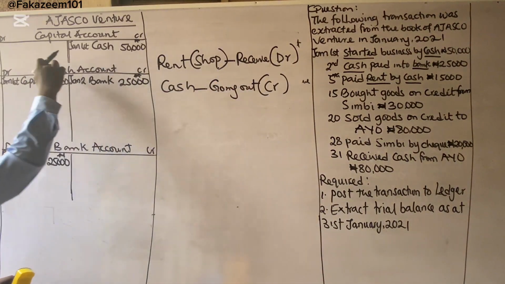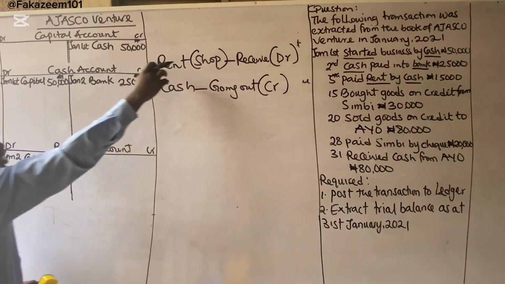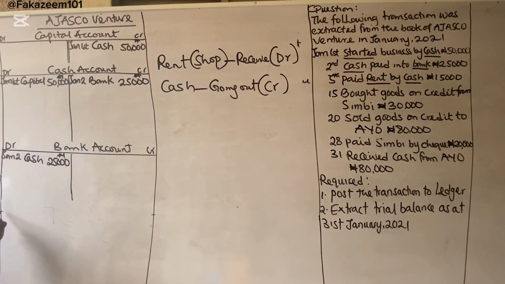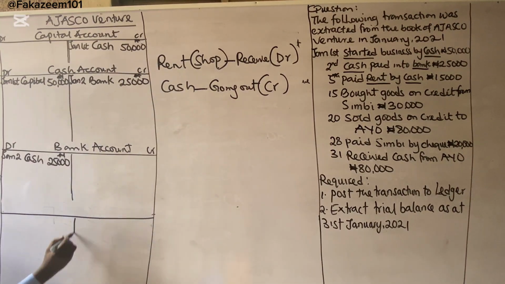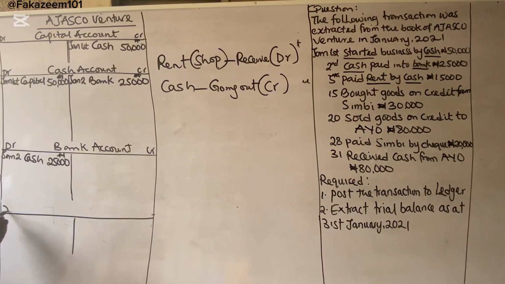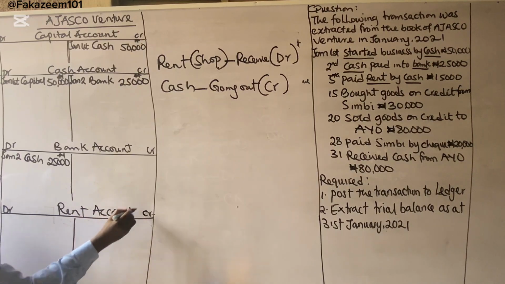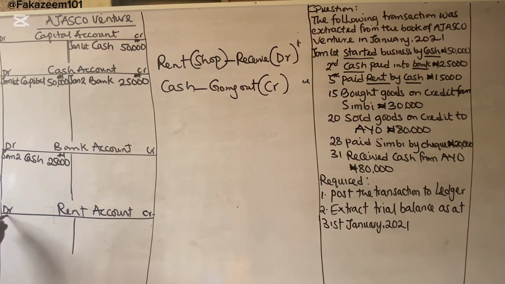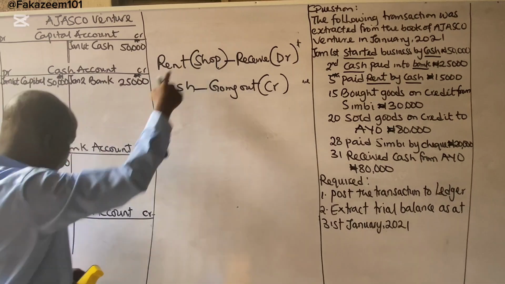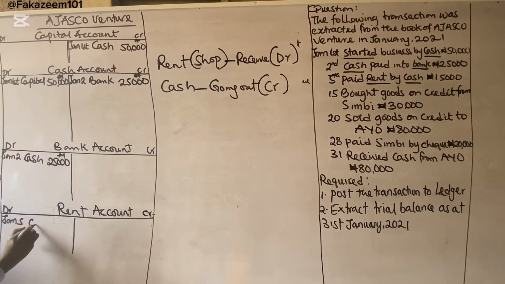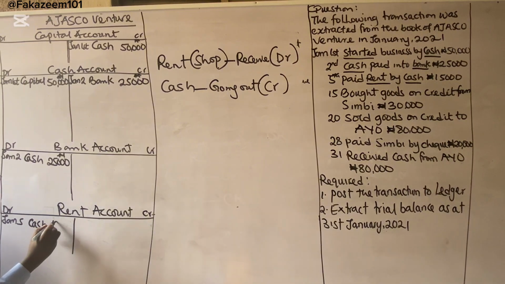The cash account is already there, but rent is not in the solution page. What do we do? We open a rent account, with debit and credit sides. Debit rent, January 5th. Why are you debiting rent? The particular will be cash. How much? That is 15,000.